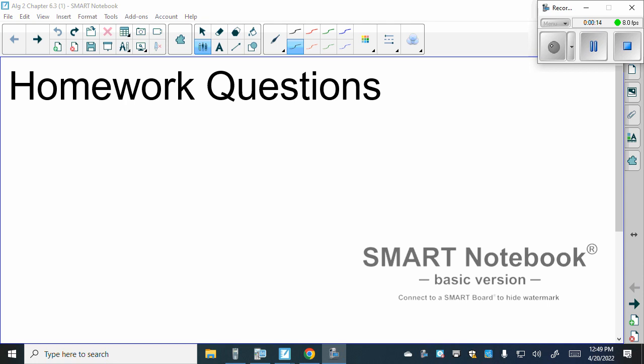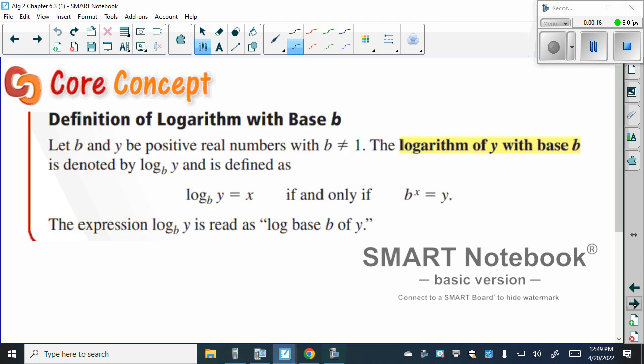So what we're starting today is logarithms. Logarithms are the inverse of our exponential functions. A logarithm is the inverse function of an exponential. Now, log base b of y equals x if and only if b to the x is equal to y.